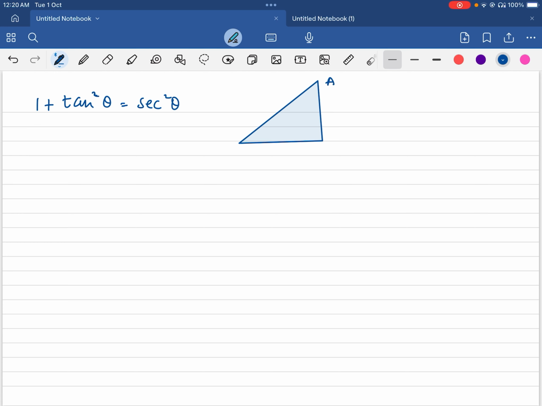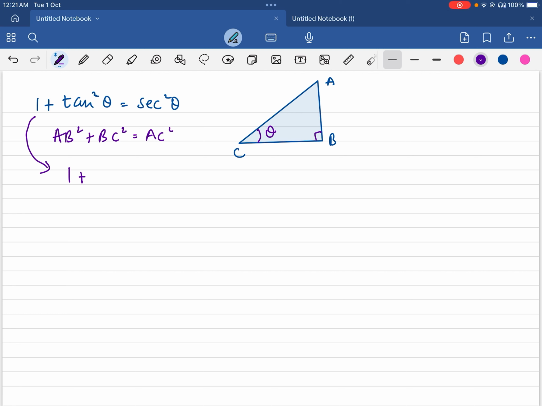So A, B and C. Now let's say this is theta. This is a right angle triangle. You should know that AB square plus BC square is equal to AC square. Now we will plug into this equation.